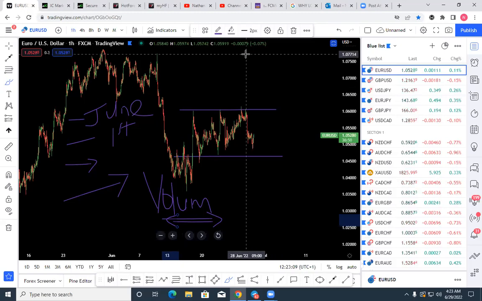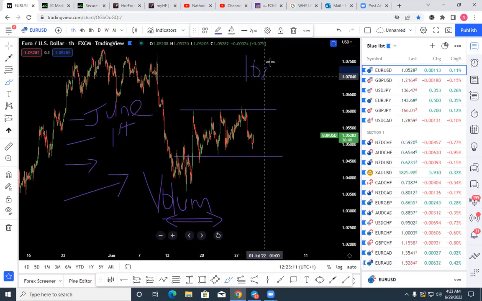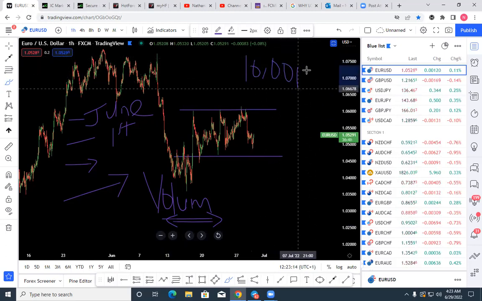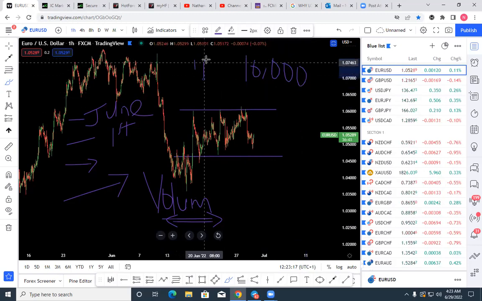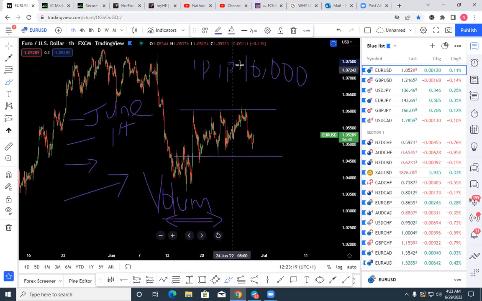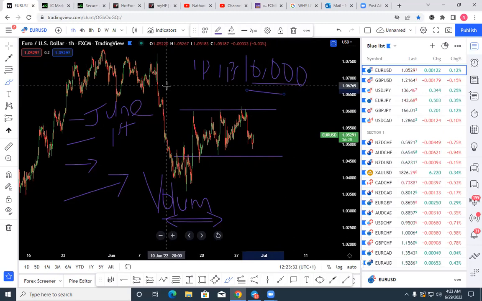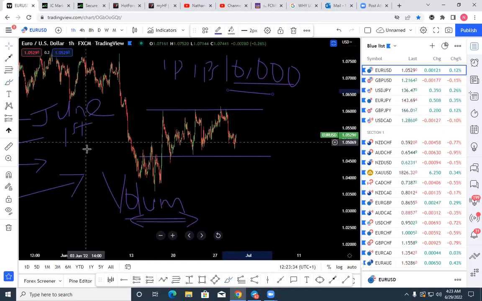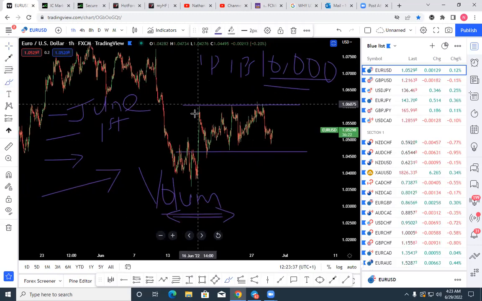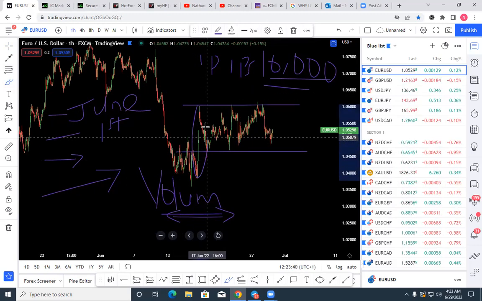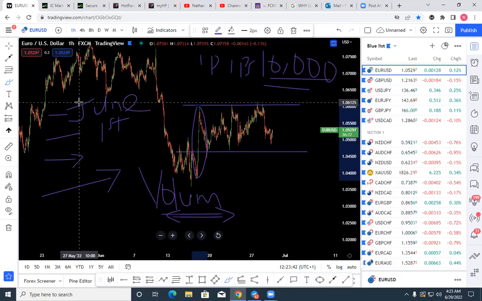You require as much as 10,000 lot size, guys. 10,000 lot size to move this market by only 1 pip. Hear me right. You need 10,000 lot size to move the market by 1 pip. So can you imagine now the magnitude of fund that has to be pumped in for this market to move? Do you know the magnitude of fund that was pumped in for this move to happen on euro dollar? It is a massive amount of money.